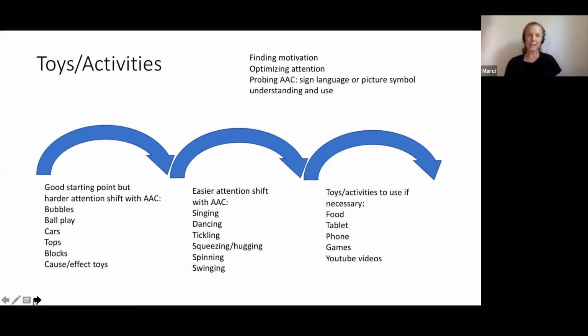So in those cases, I move to the second section right here, which says easier attention shift with AAC. I'll take all the toys, I'll put them in the closet, and then I'll try to get the child's engagement using activities such as singing, dancing, tickling, squeezing, spinning in my chair, or swinging in a blanket. Now, if I'm tickling the child and they think it's funny and then they look up at me, now I've got their attention where the toy itself was interfering with that attention.